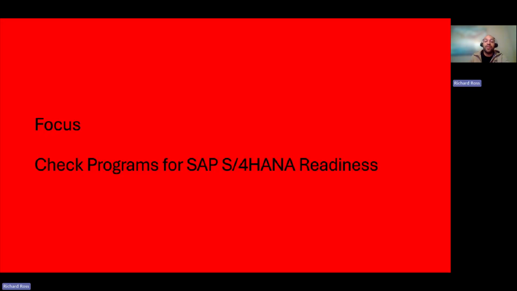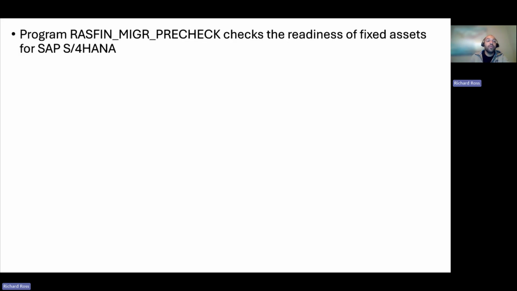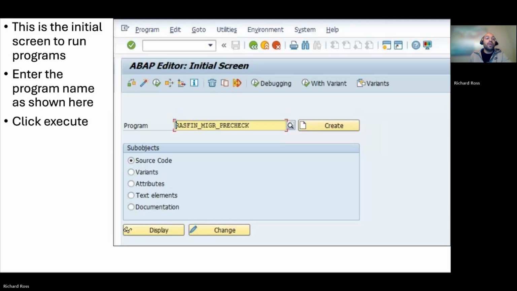Check programs for SAP S4HANA readiness. SAP delivers multiple programs to help you identify areas that aren't compatible with the future SAP S4HANA solution. This program checks the readiness of fixed assets for SAP S4HANA. To execute programs in SAP, enter T code SE38. This is the initial screen to run programs. Enter the program name as shown here. Click Execute.